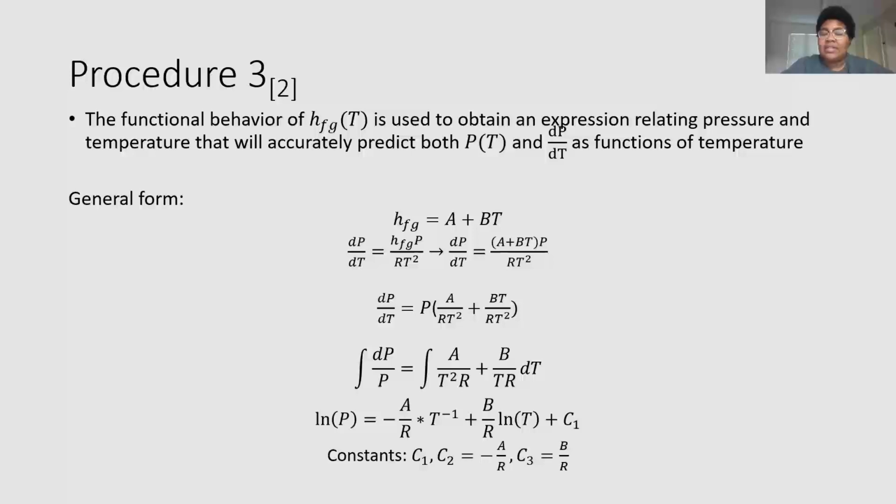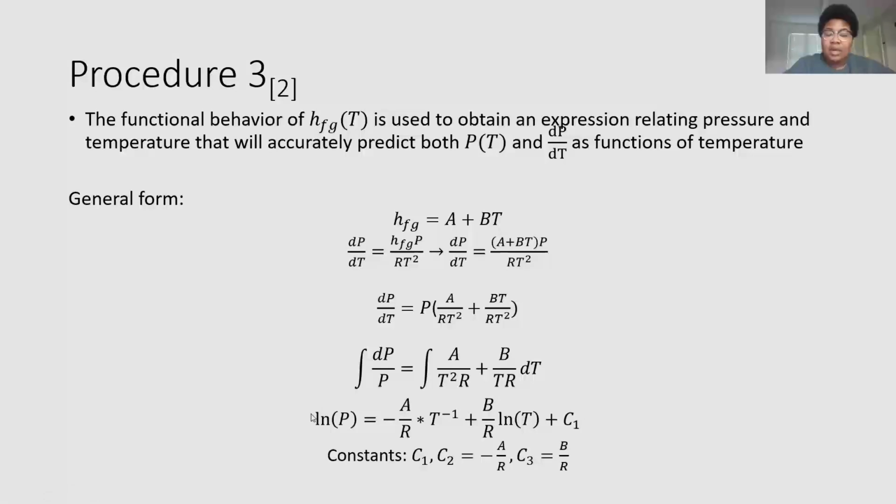We have to put this into the equation that we've been using the whole time. dP over dt is hfg times P over RT squared. So we put A plus BT in terms of hfg, and then we do some algebra. Once we do some algebra, we get dP over dt equals P times all that stuff. Then to get pressure by itself, we move dt over, move P over, and take the integral. From here, we get an ln equation.